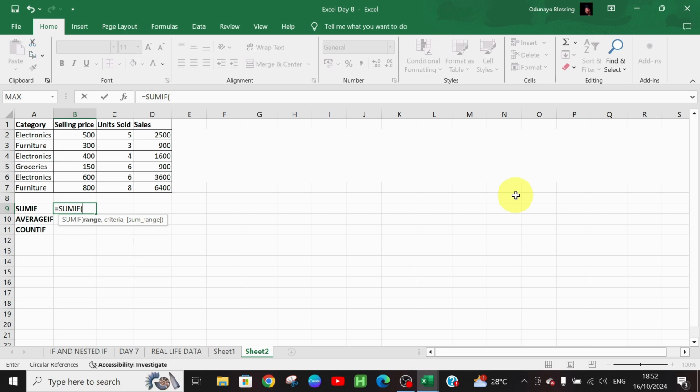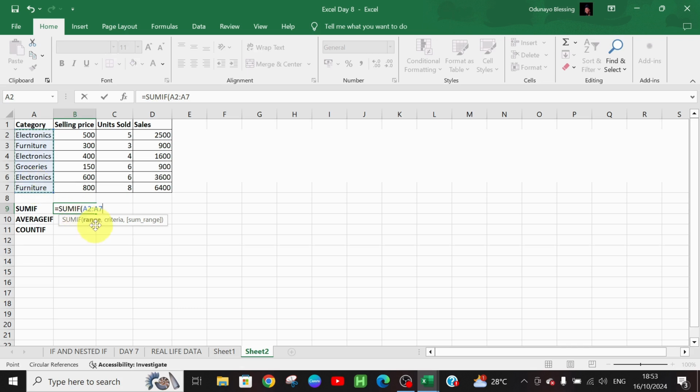Now, you observe that on this SUMIF that we've written here, we have three things: the range, the criteria, and the sum range. The range talks about the range of cells we want to apply our conditions to. So what do we actually want to do? We want to check for the total sales of electronics in this set of data. So the range of cells is under the categories.